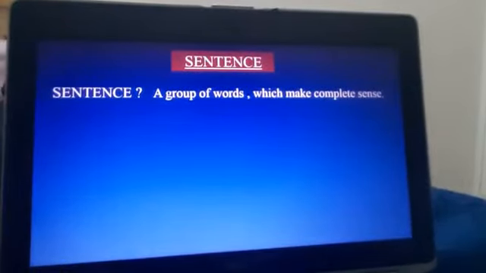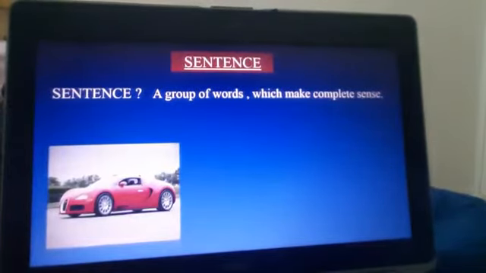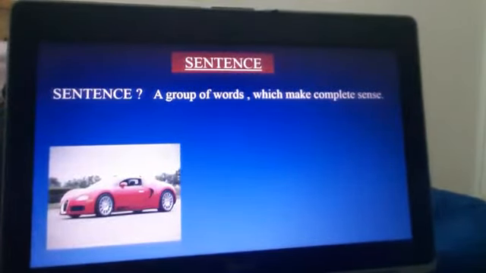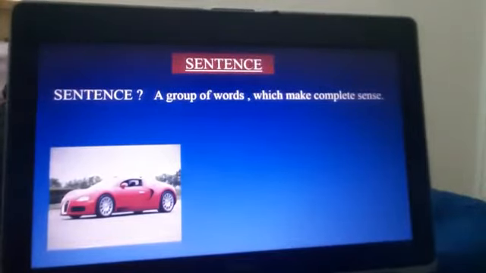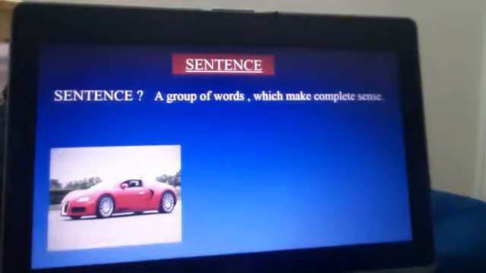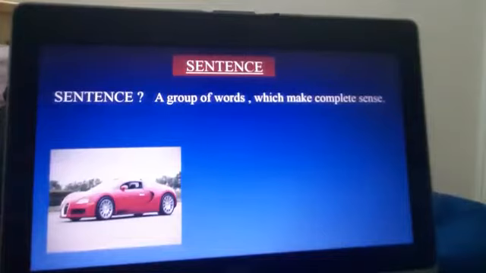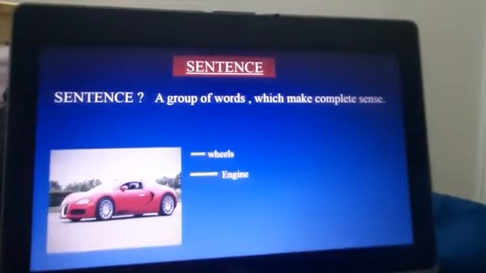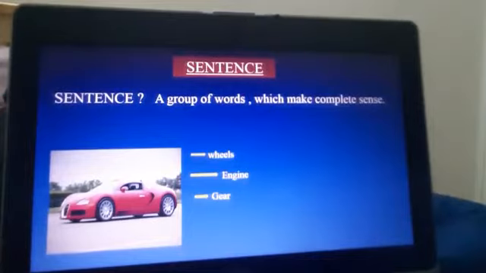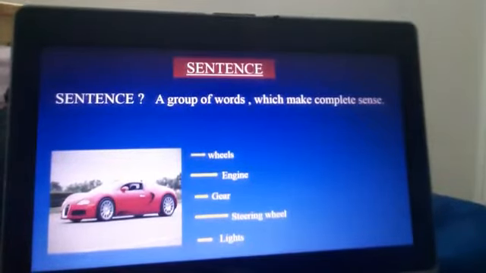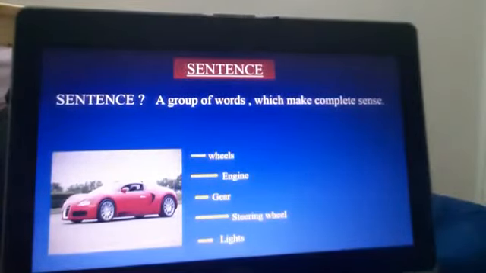So, children, let's come to the second part. Have you seen a car? Of course, all of us have seen a car. So, a car is divided into a lot of parts. There are a lot of parts that complete a car. Now, what are the parts that we have? We have wheels, we have engine, then we have the gear, of course. We have the steering wheel, very important. We have lights, and of course, so on and so forth. So, now why am I telling you the parts of a car? It is a grammar class.